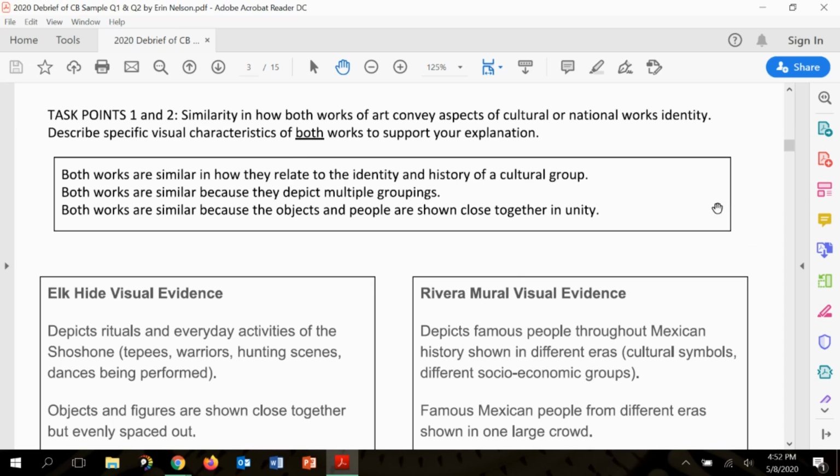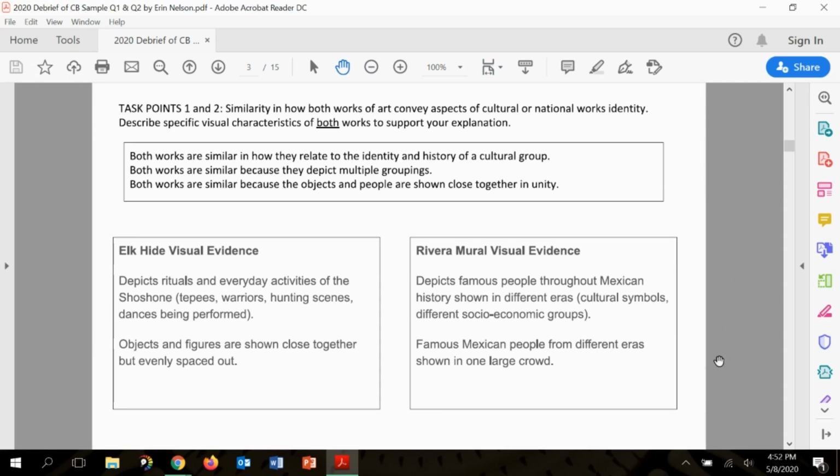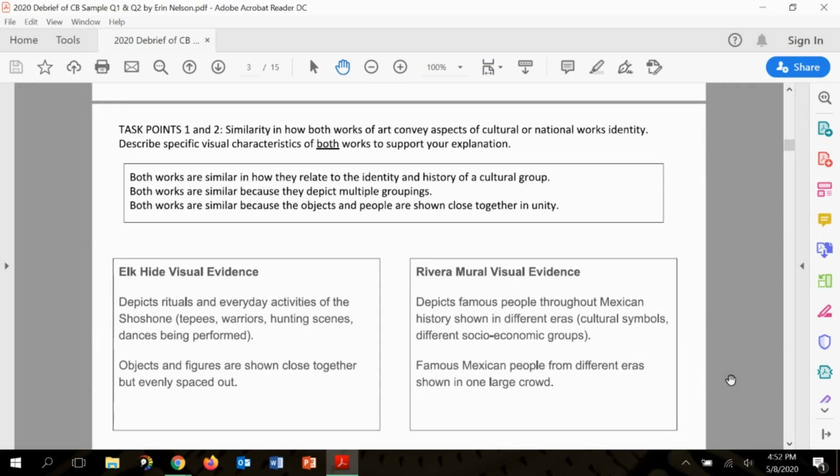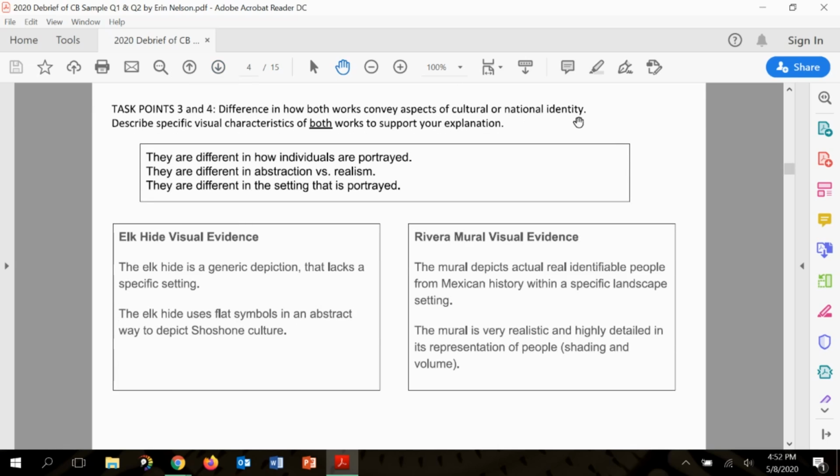So I think that if this helps you, then I'd like to post this after everybody turns theirs in and tries this on their own, because I think you need to wrestle with it in order to understand that we're going to be fine. So the first little paragraph is this pyramid. We can go on to the next page and you'll see the same thing. Difference in how both works convey aspects of cultural or national identity, describes specific characteristics of both works to support your explanation. She addresses the difference and then adds evidence from both. And I think no matter how the points are going to fall, as long as you're using our pyramid idea, you're going to be fine.